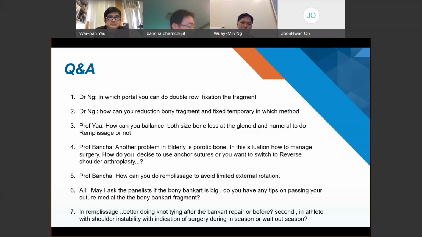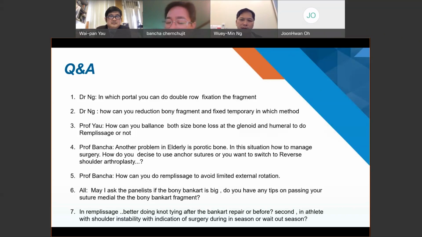Okay. Any more questions? Yes, you don't have any issue. I have some problem, especially if there's no cortex. I found it's very difficult to anchor the Y knot. So that's why I prefer to use a fresh fracture now for this, not the soft tissue Bankart. Why? Why?